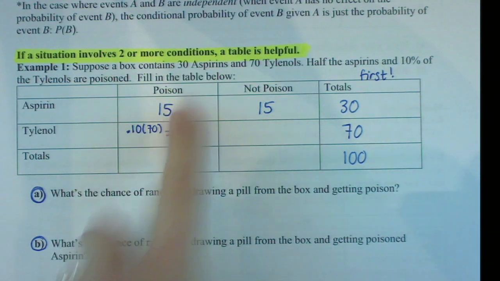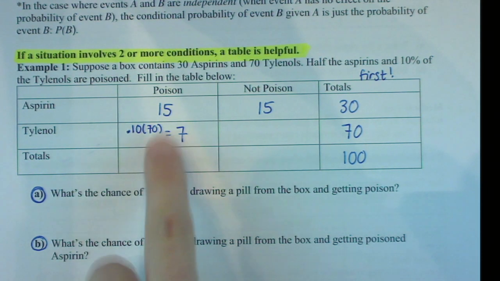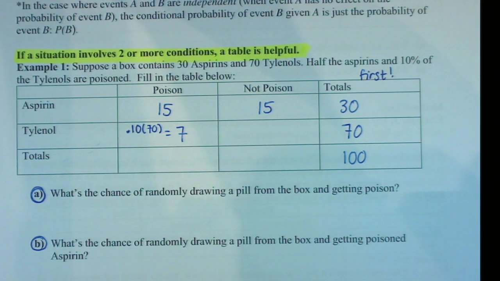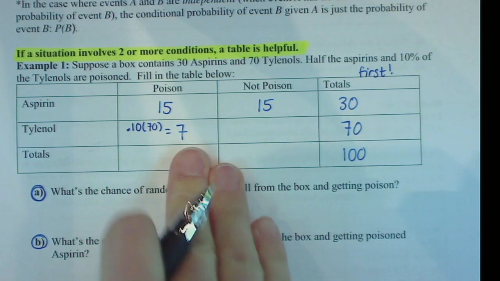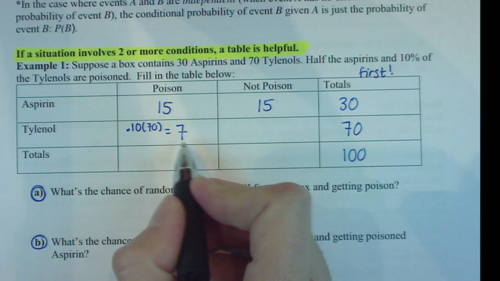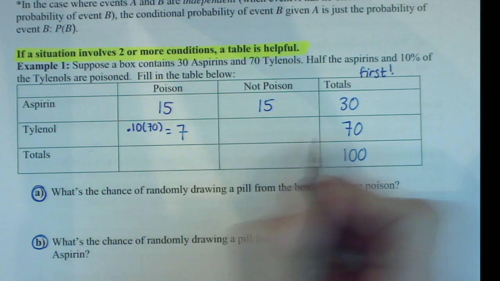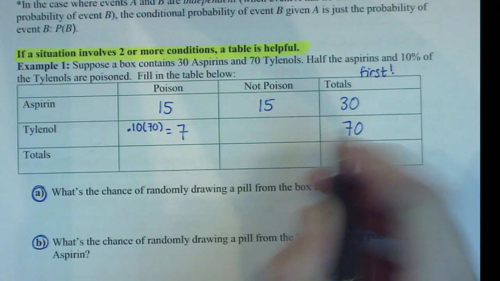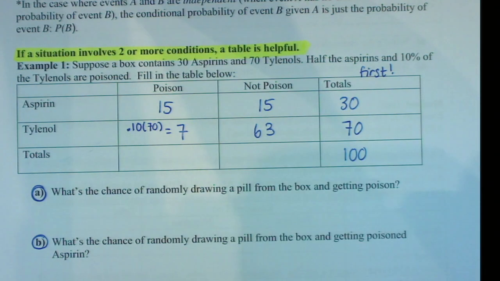Right? So I'm in the poison Tylenol. I'm trying to figure out how many of those are there. And it says 10% of the Tylenol are poison, so 7. And then we can use the table, it's nice, the rows sum and the columns sum. So if there's 7 poison Tylenol, then the rest of the 70 are not poison. So that leaves me with 63 not poison.